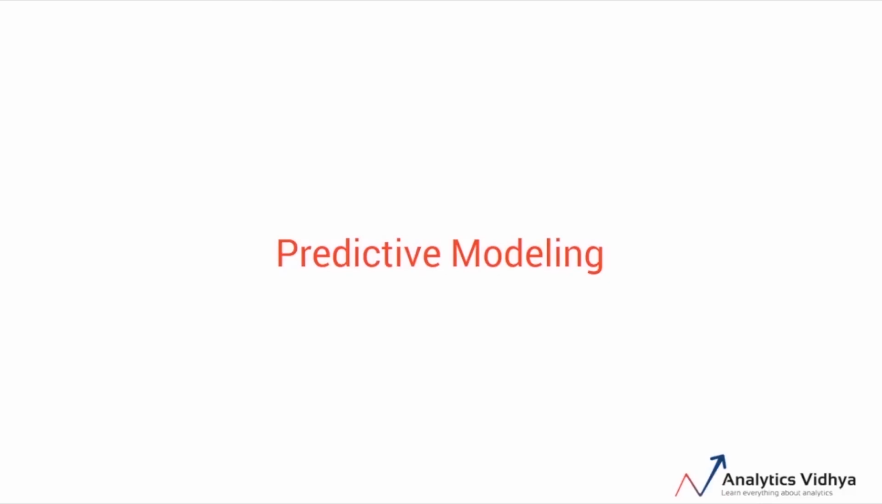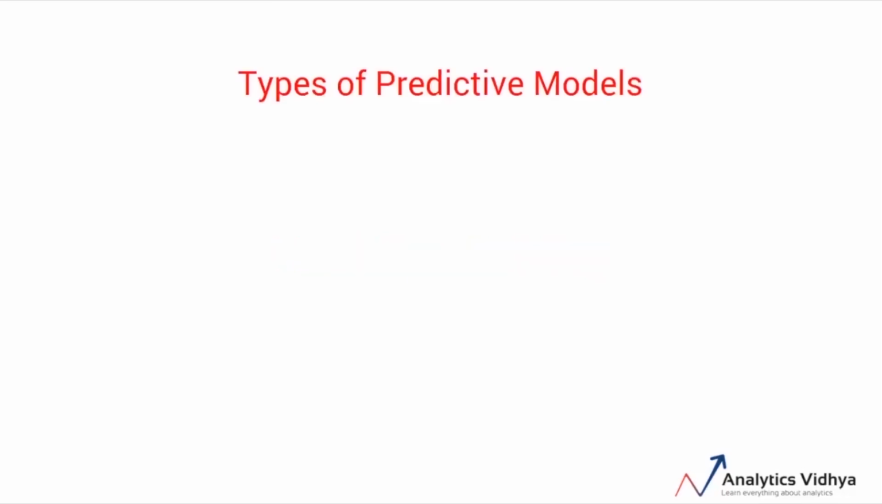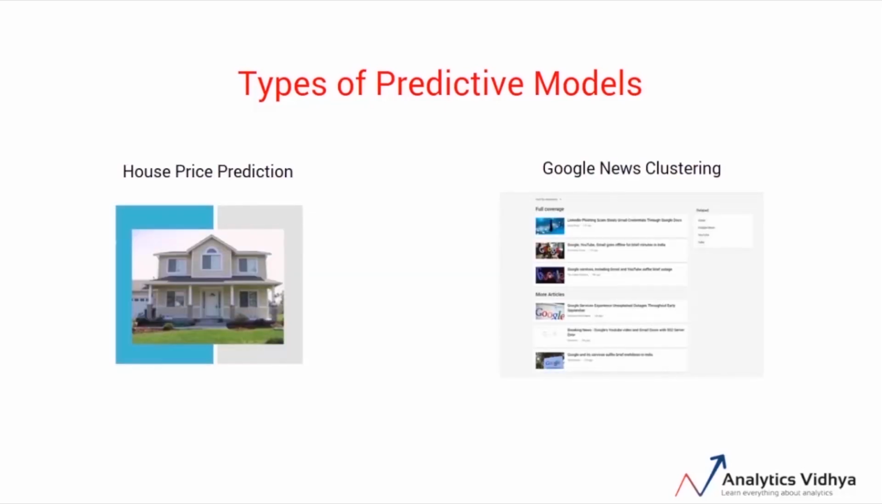Hi, now that we had a look at what is predictive modeling, it is time to have a look at the different types of predictive models. There are broadly two types of problems that we encounter in the predictive modeling domain. Look at these two problems. So, how are these two problems different?